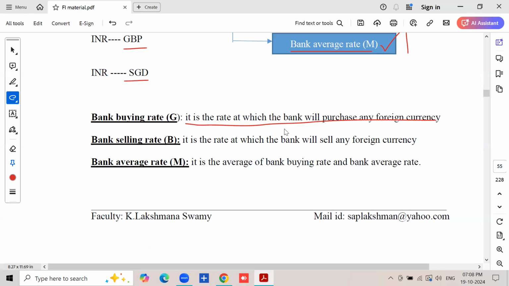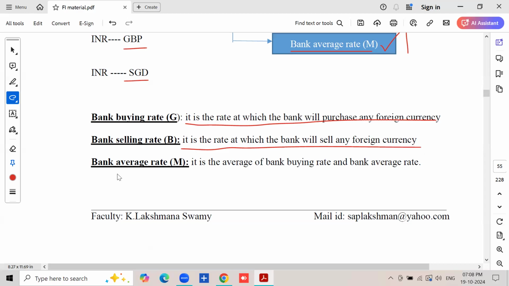Then you have the bank selling rate. It is the rate at which the bank will sell any foreign currency. For example, you have imported some plant and machinery from a USA vendor. So you have to make a payment of $1 lakh. You have to make the payment in dollars only, and you don't have any dollar reserves. So you have to purchase the dollars, and you approach the bankers. And the bankers will sell the dollar at a specific rate. That is called bank selling rate.